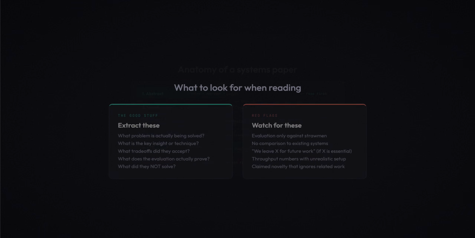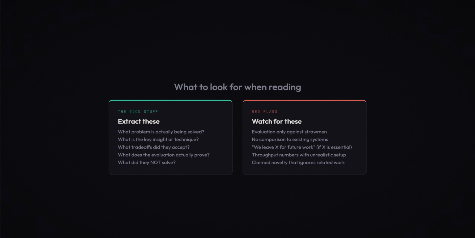When you're reading, 2 mental checklists matter. The good stuff to extract. What problem is actually being solved? What is the key insight or technique? What trade-offs did they accept? What does the evaluation actually prove? And crucially, what did they not solve?